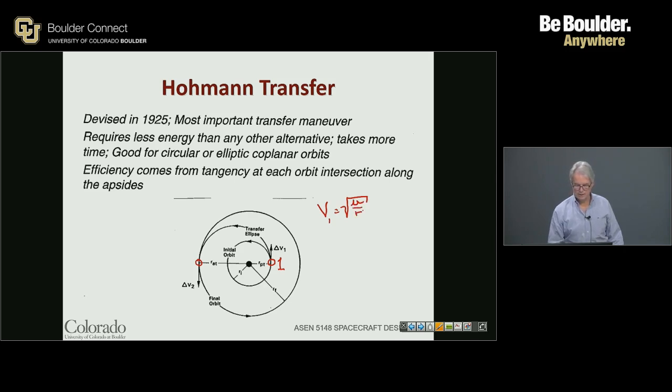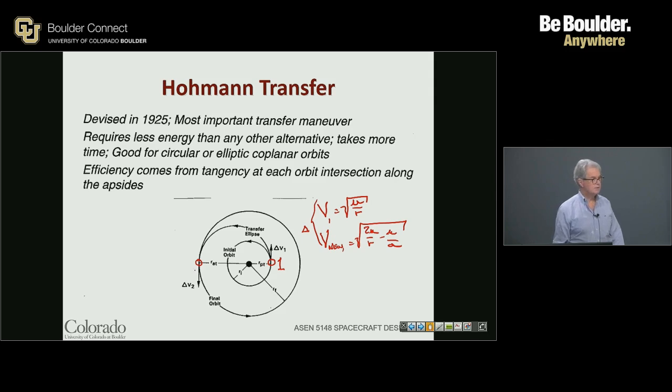To get on an ellipse that brought us out to this point in time, we'd have to calculate the semi-major axis of that ellipse, and we'd have to apply velocity at point 1. The new velocity at point 1 is the square root of 2 mu over r minus mu over a, where a is the semi-major axis of what we call the transfer ellipse. Okay? If we take the delta of these, that would give us the velocity change required to be here.